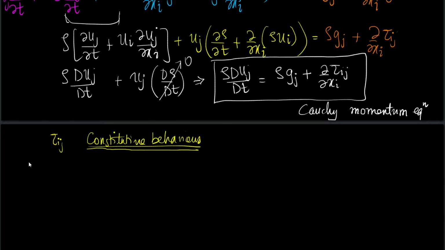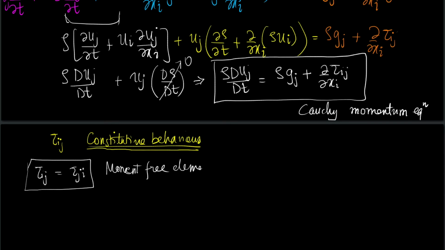Before that, we should quickly bear in mind that tau ij is equal to tau ji, because the conservation of momentum for a differential element is supposed to be moment free, and we have already seen this at some point in our lecture. But this need not be the case for fluids which have a net couple acting on them.